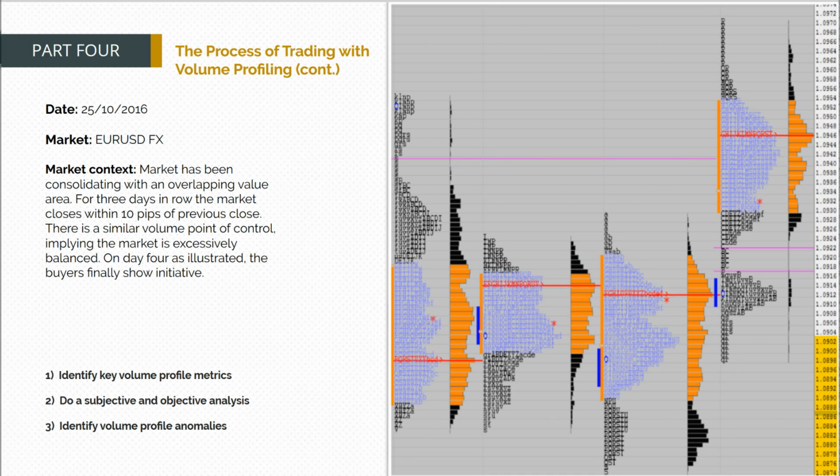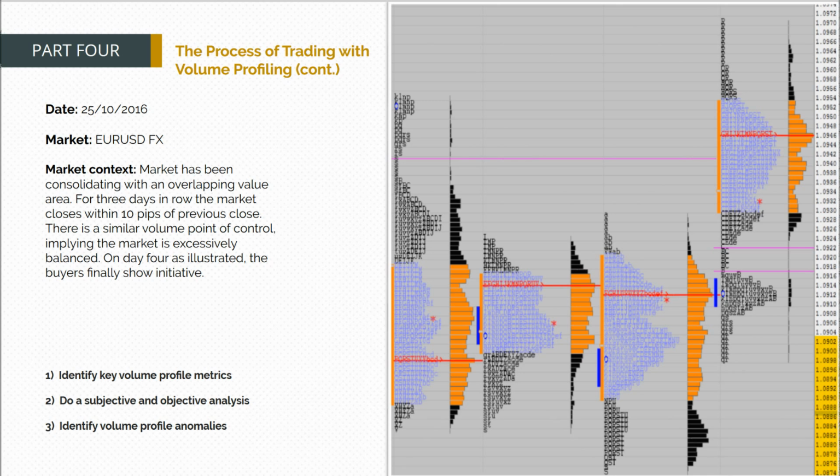So, the market has been consolidating, overlapping value areas. We've had 3 days in a row where the market closes within 10 pips of the previous close. We have a similar volume point of control, implying excessively balanced. We have smaller ranges with 70% of the volume transacted over a 25 pip range. On day 4, as illustrated, the buyers show initiative and post a drive out of and away from fair price. A strong sell tail forms at R after an aggressive 50 pip move up, and that's effectively double the average range of the current fair value. So as you can see, that just puts everything into context for us.